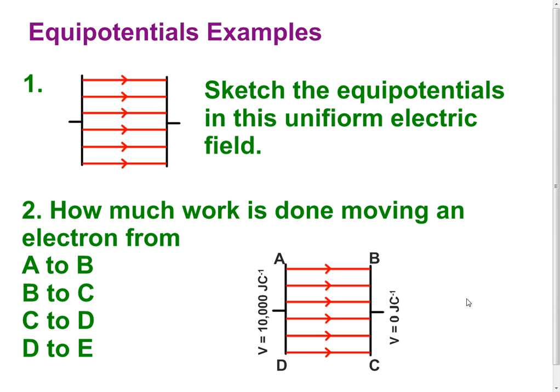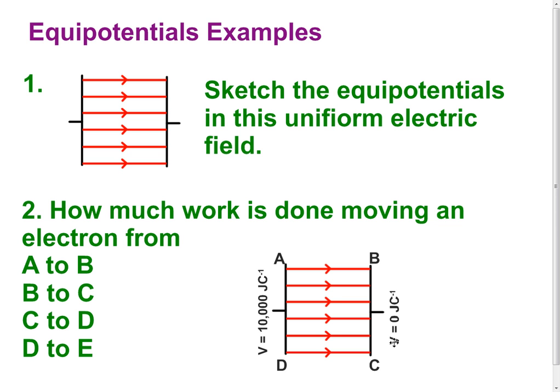So in question 2, this V here is the potential of the right hand plate. This V here is the potential of the left hand plate. And we're thinking about moving from these 4 different corners, A, B, C, D. So pause that now.